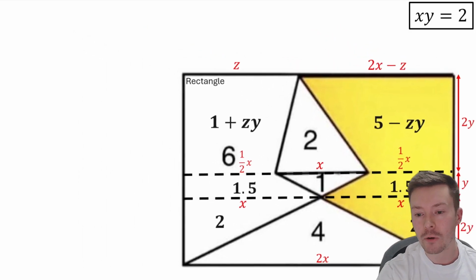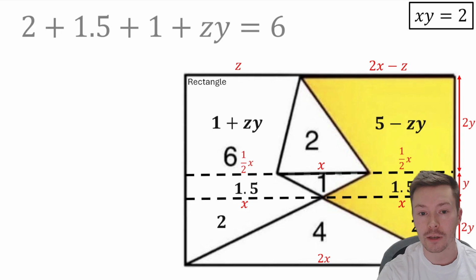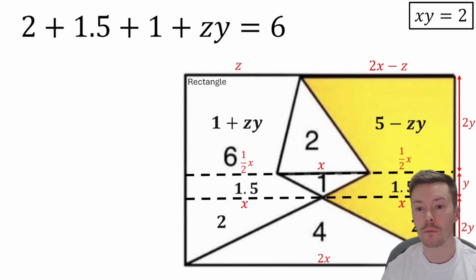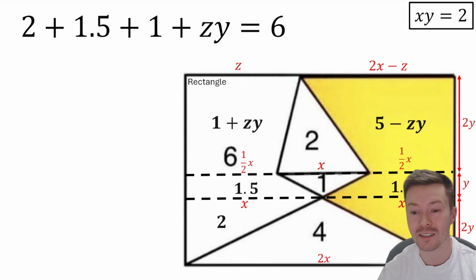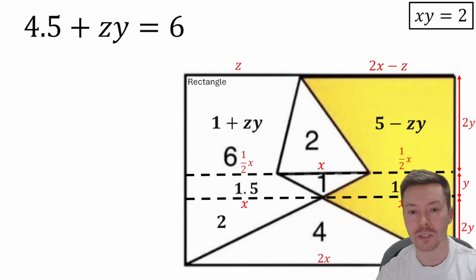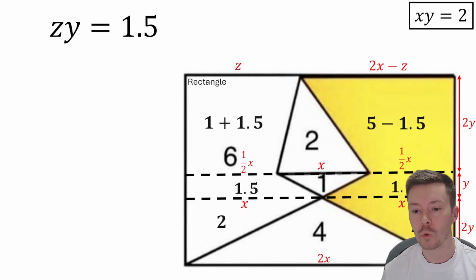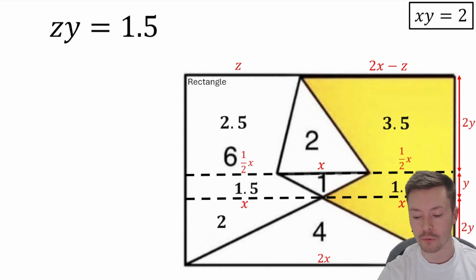Now we're pretty much here at this point, because on the left-hand side, I can add up all of those 3 things. So 2 plus 1.5 plus 1 plus zy equals 6, because that's the area. And simplify to 4.5 plus zy equals 6. I can take away the 4.5 from both sides, and I get zy is 1.5. And at this point, I've pretty much done it, because I'm going to substitute in the 1.5 to both those two top left and right trapezia. And I get 1 plus 1.5 and 5 minus 1.5, so I get 2.5 and 3.5.